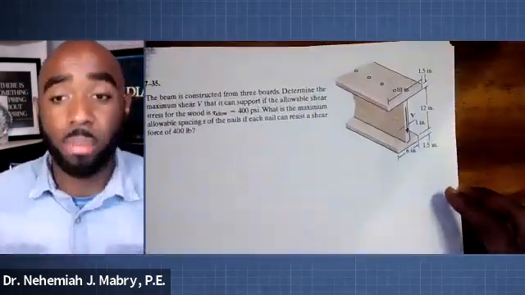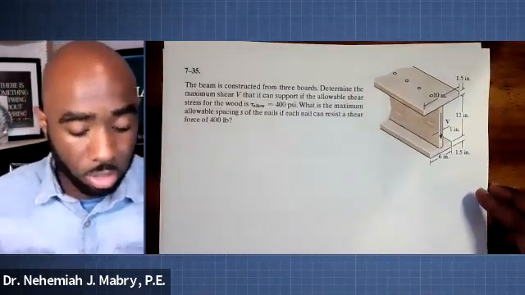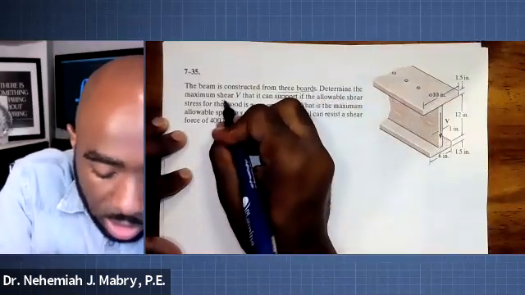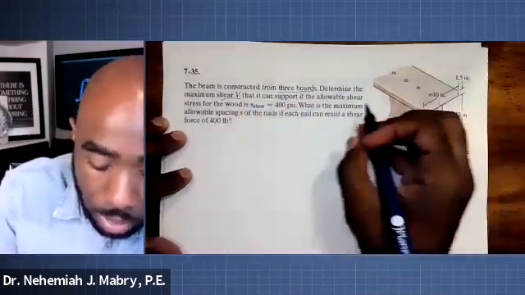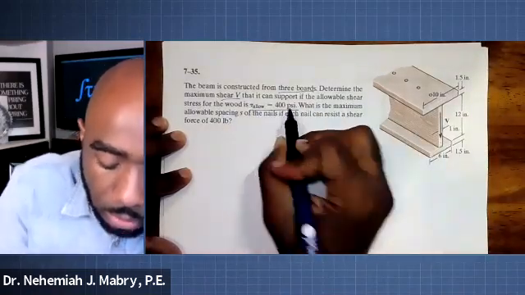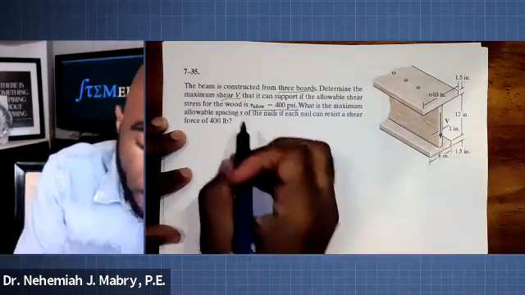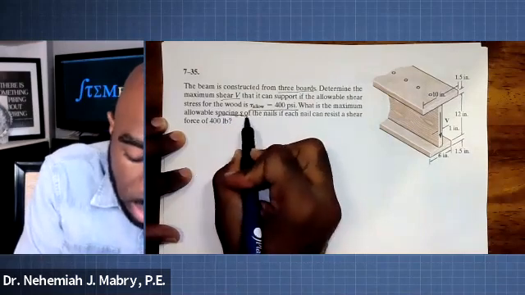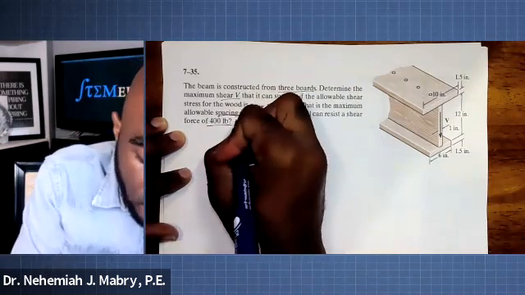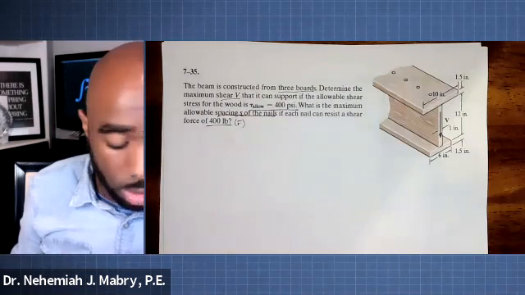7-35, a little later in the chapter, but we're going to be able to solve this together right here. It says here, the beam is constructed from 3 boards. Determine the shear V it can support if the allowable shear stress for the wood is 400 psi. What is the maximum allowable spacing of the nails, if each nail can resist a force, remember this is F, force per nail, of 400 pounds?